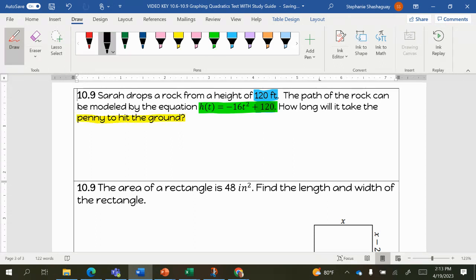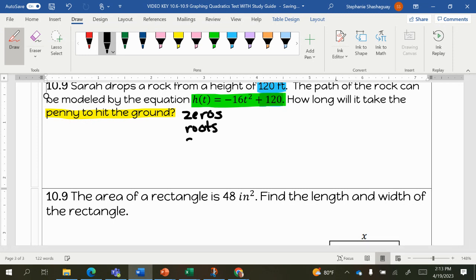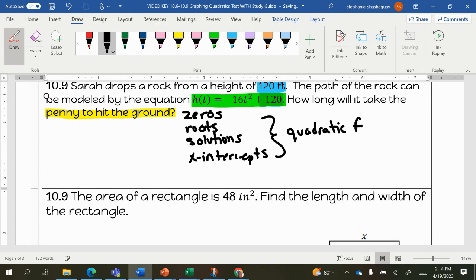So what we need to find here are our zeros, our roots, the solutions, or the x-intercepts. So to do that or find any of those, we must use the quadratic formula. So how can we use the quadratic formula? We don't have a b term.